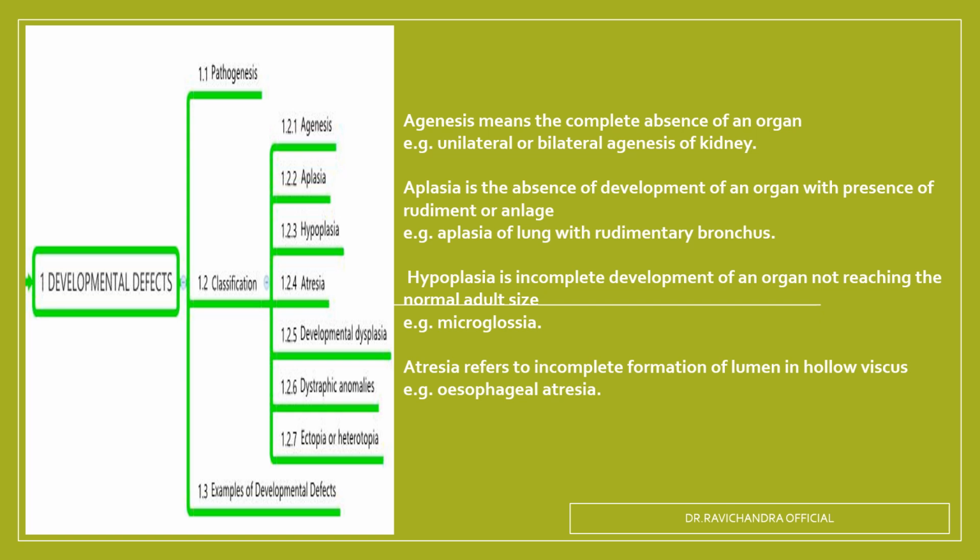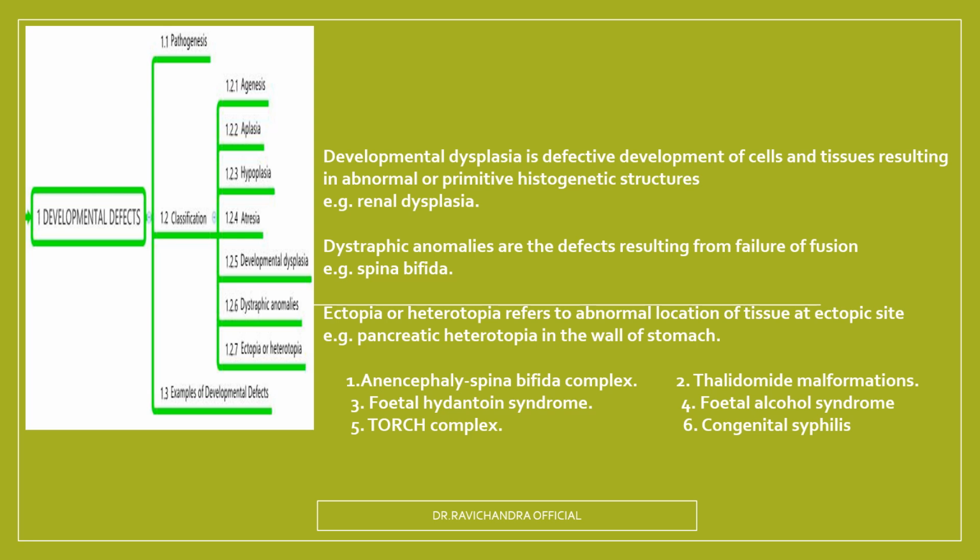Hypoplasia is incomplete development of an organ not reaching the normal adult size. Example, microglossia. Atresia refers to incomplete formation of the lumen in hollow viscus. Example is esophageal atresia. Developmental dysplasia is developmental defects of the cells and tissues resulting in abnormal or primitive histogenic structures. Example is renal dysplasia.